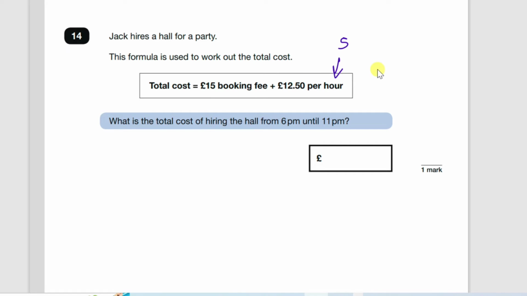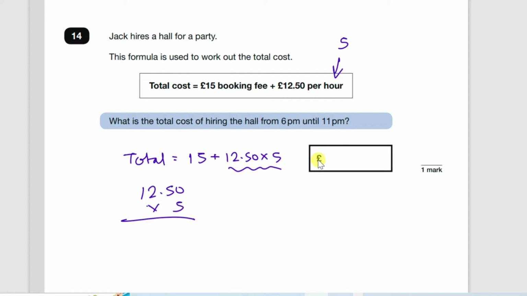Okay, so that's the equation. We can say the total equals 15 plus 12.50 times 5. Let's work out this part first, 12.50 times 5. Nothing times 5 is nothing. 5 times 5 is 25, so 5 carry 2. Then 5 times 2 is 10, plus 2 is 12, carry a 1. Then 1 times 5 is 5, plus another 1 gives us 6. That's it. So we know that part is 62.50.